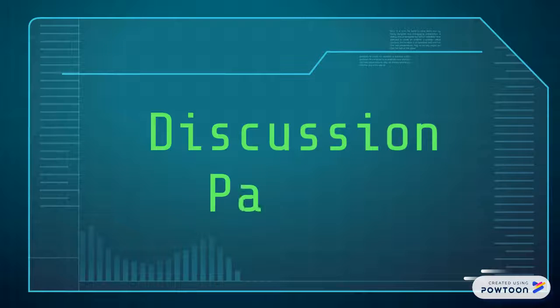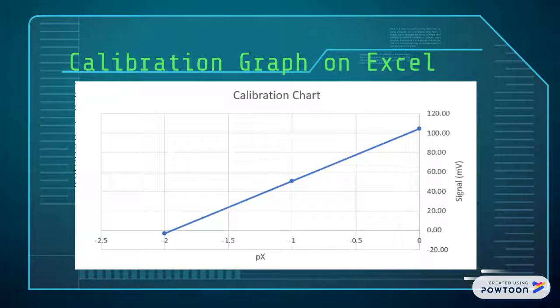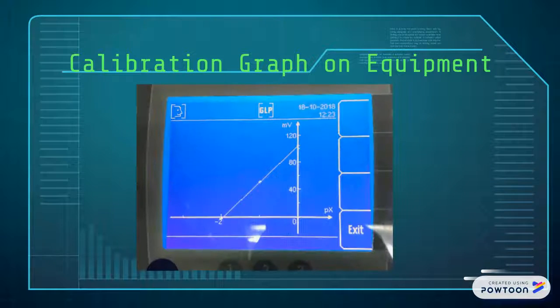Part 2. Calibration graph. As shown from the graph, the calibration graph drawn on Excel is very similar to the one we have obtained from the equipment. However, the data had to be further processed in order for both graphs to have the same axis.